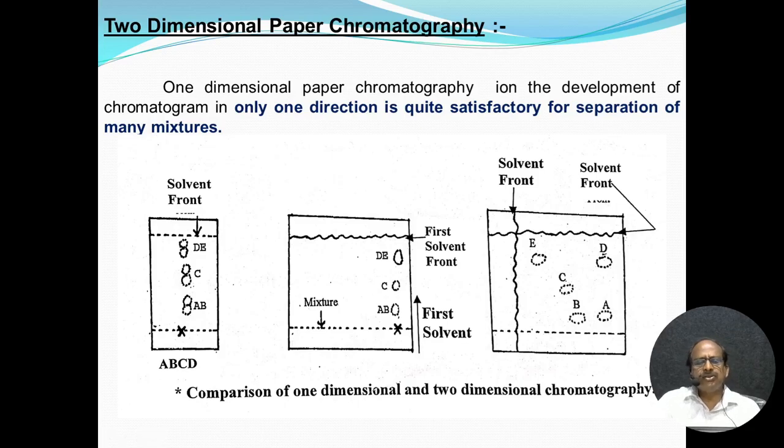Why are we using two-dimensional paper chromatography? Because your sample contains a lot of complex solutes. You must apply two-dimensional paper chromatography in that case. Only then can we separate all the components using this paper chromatography.